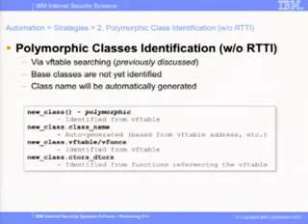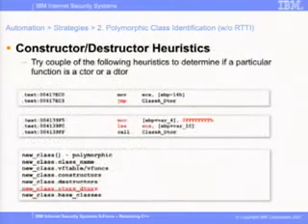So what will happen if you don't have RTTI? You will only have the VF table, and the base classes are not identified yet. Class names can be automatically generated. From functions referencing the VF table, you still don't know if a particular function is a constructor or destructor. You can try using some heuristics to segregate constructors from destructors.